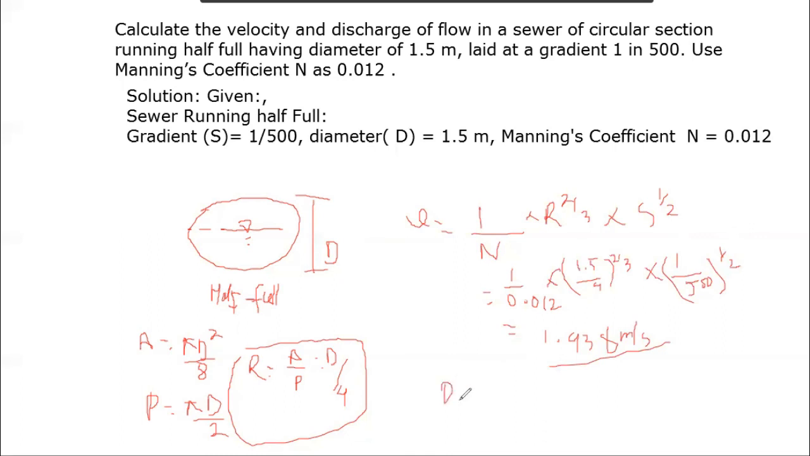Likewise, discharge can be given by the continuity equation, discharge Q equals A into V. The area of this circular sewer running half full, A, is pi d square by 8, and the velocity is recently found as 1.938. So if you substitute the values of diameter as 1.5 and solve this, the value of discharge in the sewer running half full comes out to be 1.712 cubic meter per second.